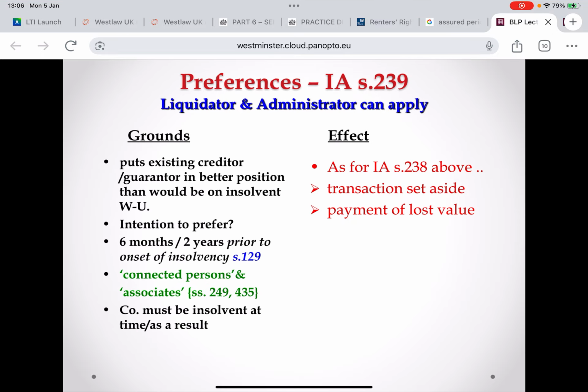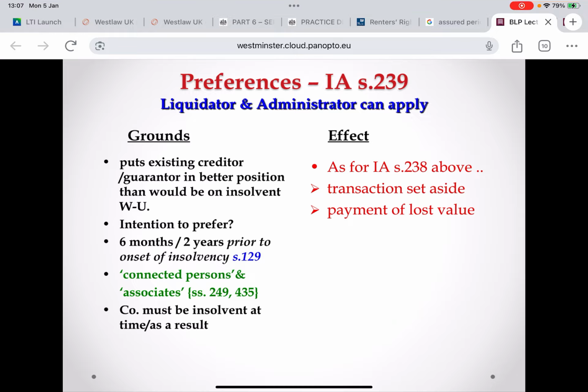After 238, we find 239. Preferences. Again, a power given to liquidators and to administrators. Let's set the scene for a preference. The company has got a series of ordinary unsecured creditors, 10 of them, hypothetically. Let me see, we do not have enough money to pay off all 10 ordinary unsecured creditors. I know, let's pay off number 3 out of 10 ordinary unsecured creditors. We'll pay this one off. I wonder why they chose number 3 out of 10 ordinary unsecured creditors.